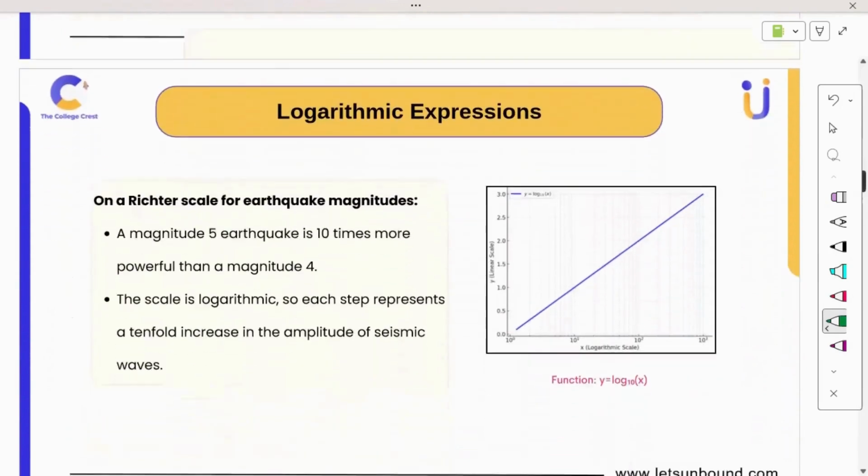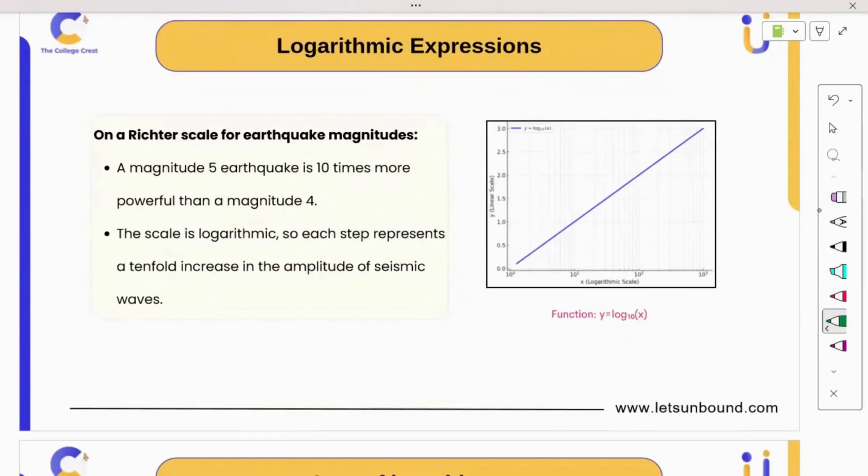Now, logarithmic expression. This is y equals log base 10 of x, but it represents a line. You should check this carefully. Your x-axis is a logarithmic scale, and for the y-axis they use a linear scale. That's why we get a line. Otherwise, it would be a curve if both were linear. That is how we will do it when we come to logarithmic functions.